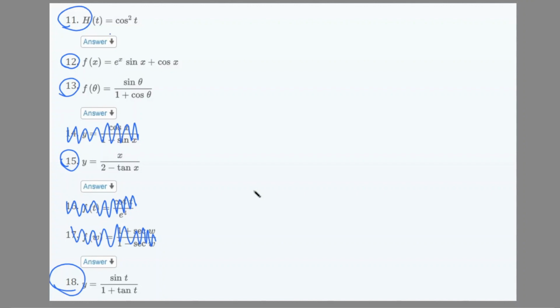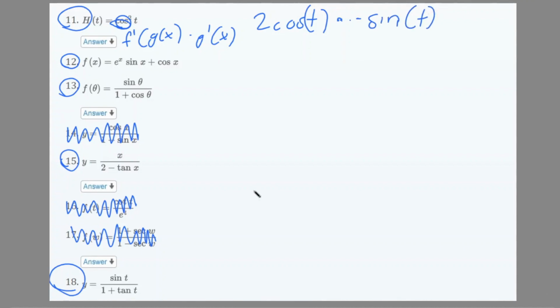Alright, so number 11 is function h of t equals cosine squared t. So we're going to use the chain rule. The chain rule is essentially f prime of the function g of x times g prime of x. So if we use the chain rule, we're going to get 2 cosine t, that would be f prime of g of x, multiplied by g prime of x, which is the derivative of cosine, which would be negative sine t. And that would be your final answer right there.